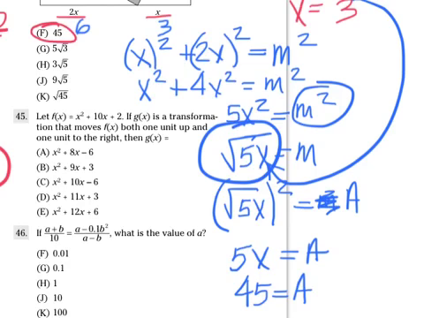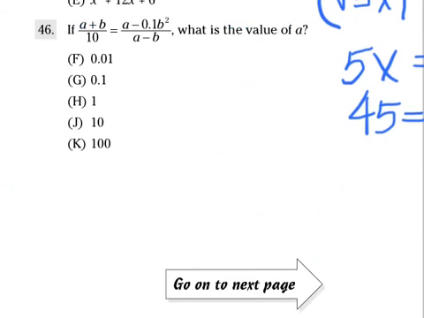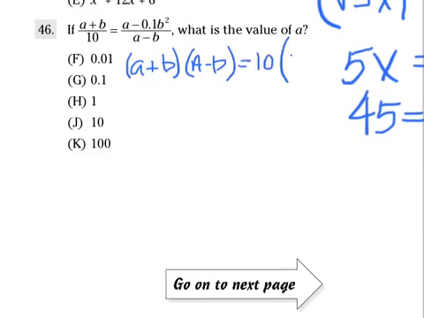So there it is. This one, you have to cross multiply, so you get this. A plus B, and then A minus B. And then you'll get 10 times the quantity of A. I need to make that uppercase. Be consistent all the way through. 10 times the quantity A minus 0.1 B squared.